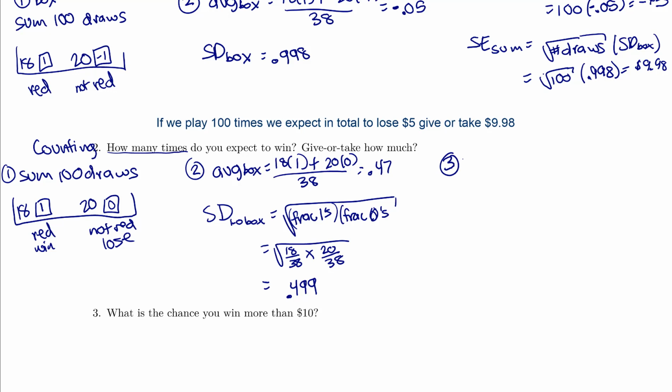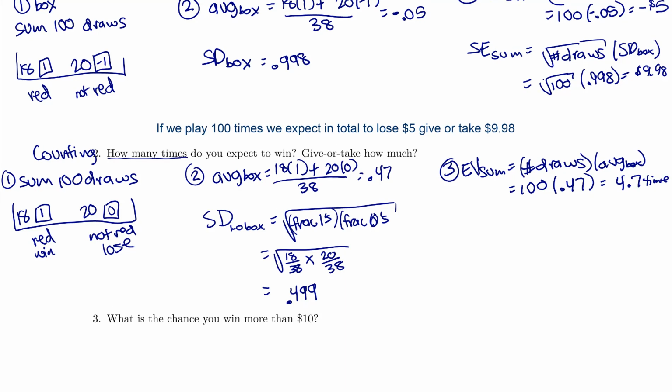Now we find the expected value and standard error. So the expected value of the sum is equal to the number of draws times the average of the box. So it's going to be 100 draws still times the average of the box, which is 0.47, which gives me 4.7 times, because now we're counting the number of times, so my units is times.